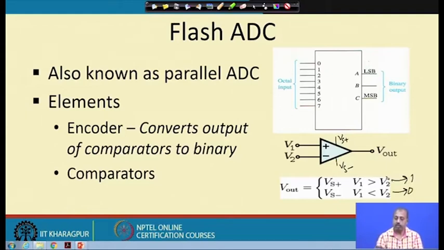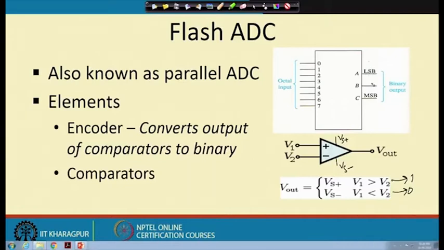Now, this is the encoder circuit. It is an 8:3 encoder. If you give an 8-bit pattern here, it will be converted into 3-bit binary output. So, we will see how it operates.